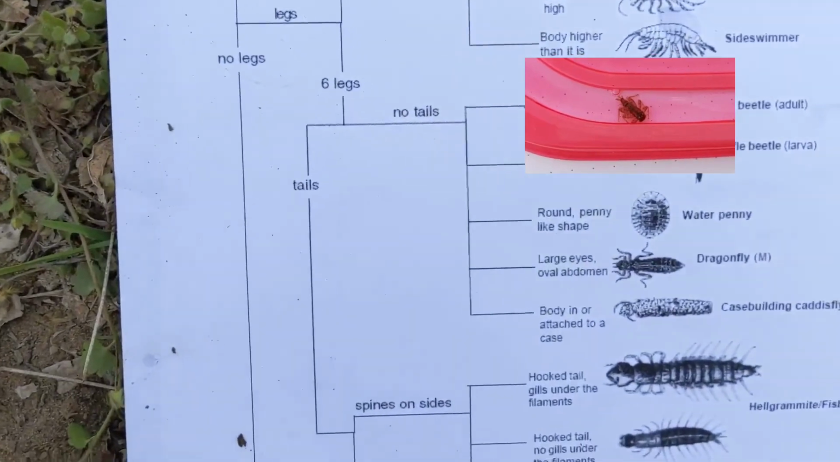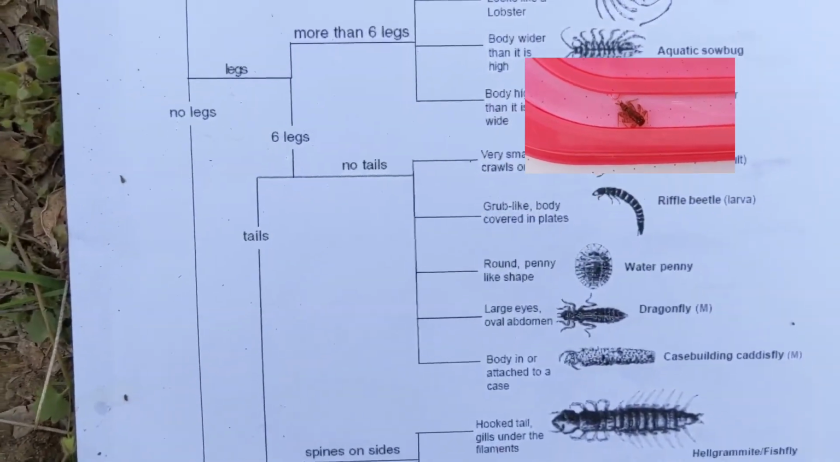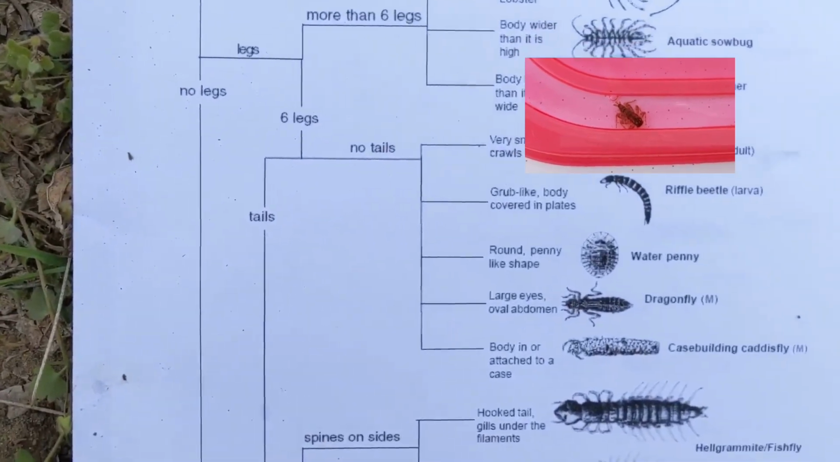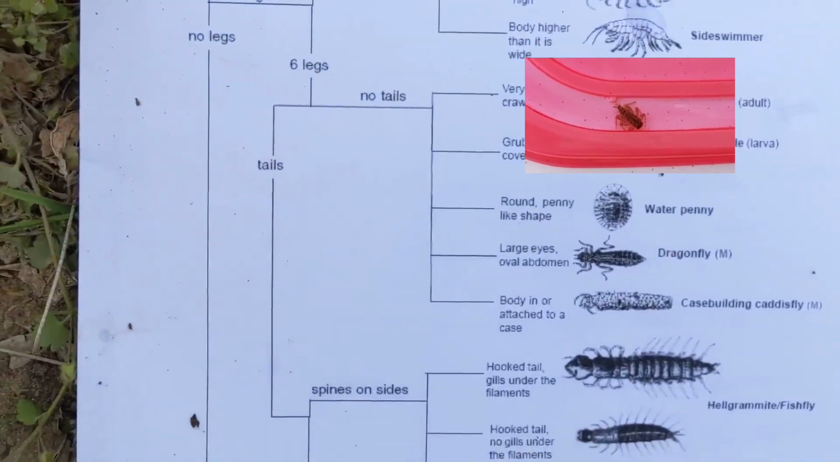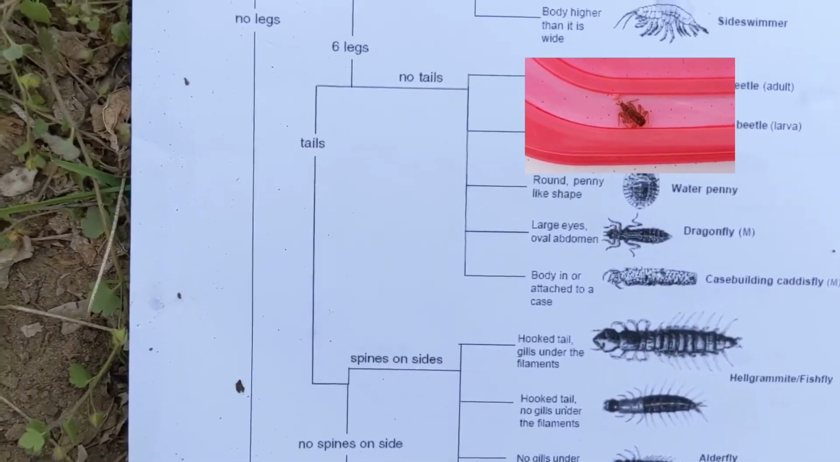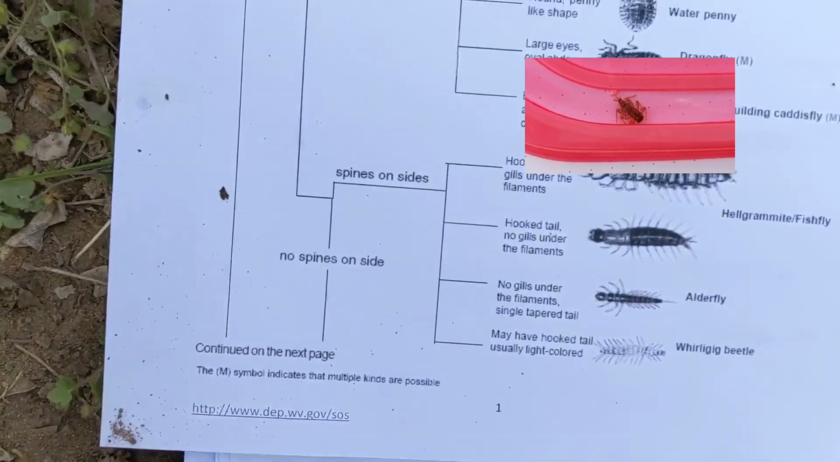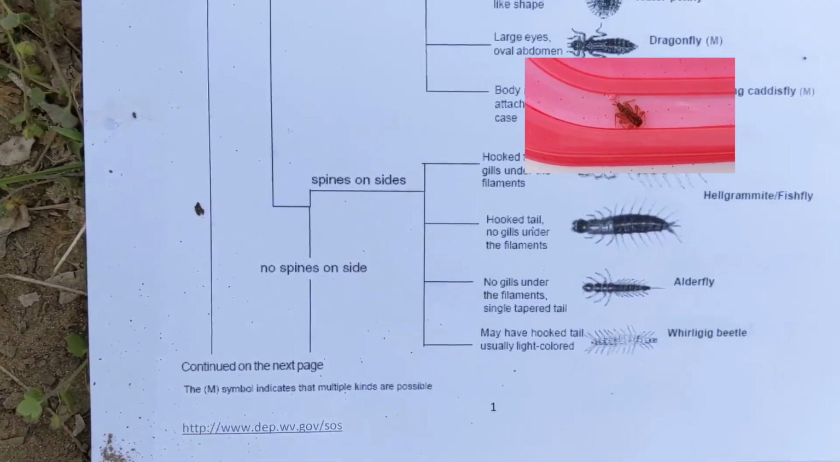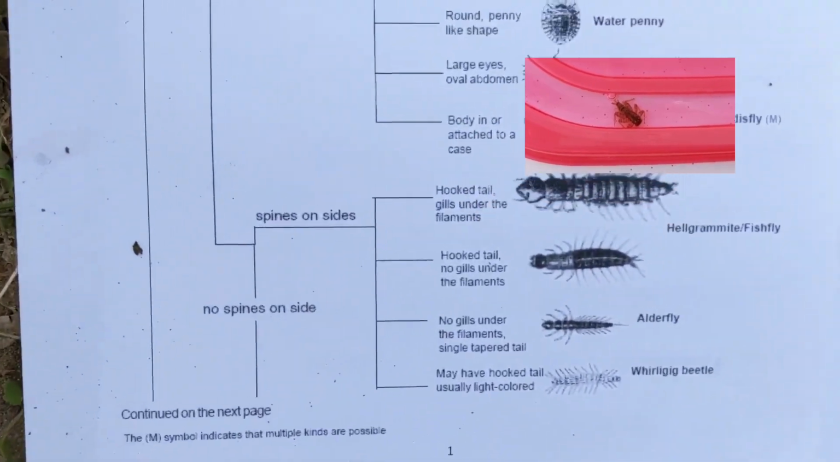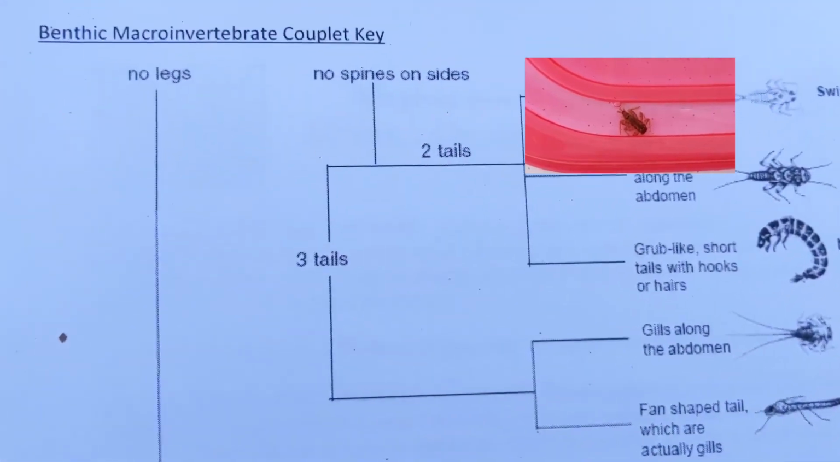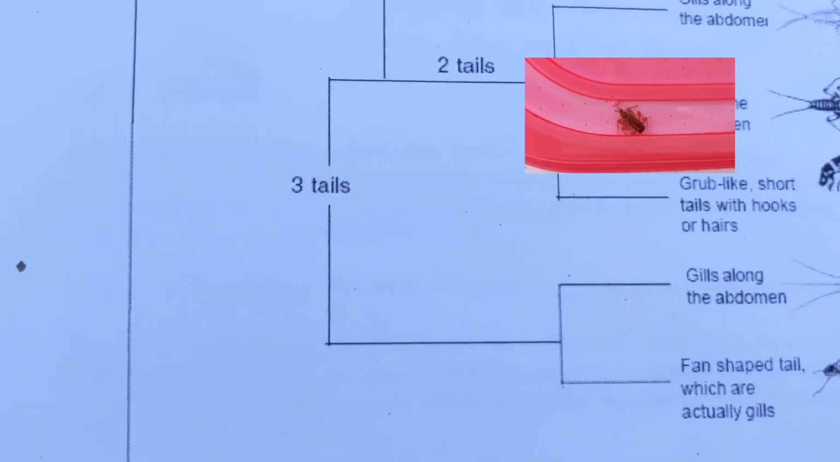Does it have a tail or no tail? Even though it kind of looks like this one does not have a tail, it does in fact have tails, but the tails have been broken off, sadly. Does it have spines or no spines on the sides? It does not have spines on the sides. So let's go to the next page. No spines. Does it have 2 tails or 3 tails?